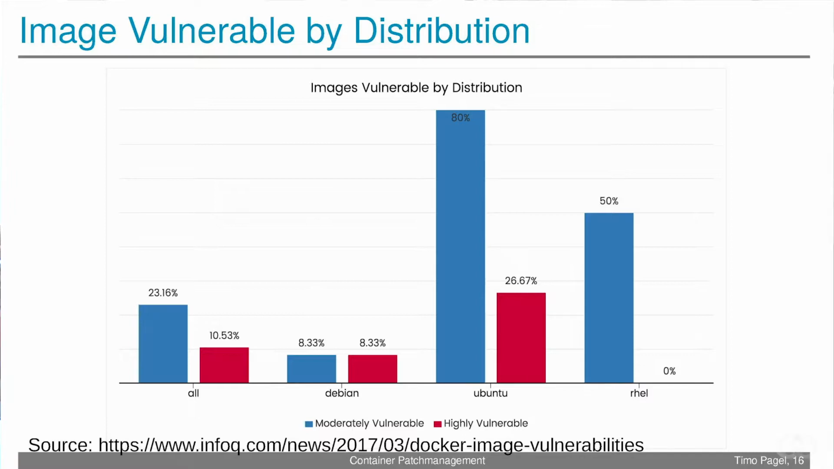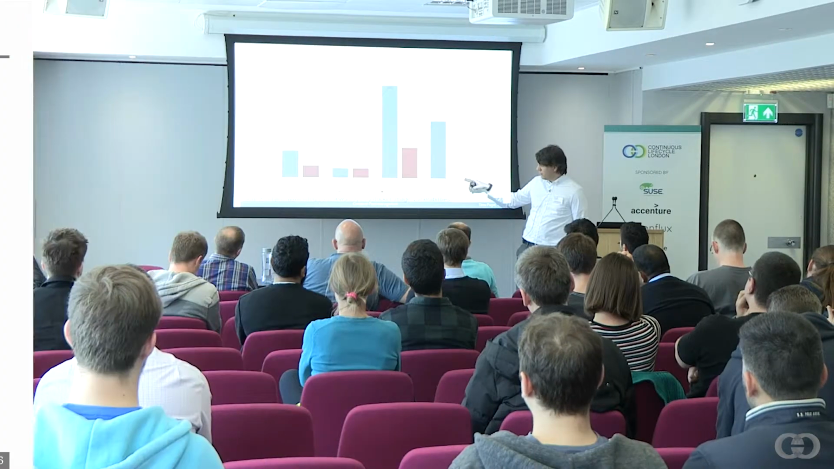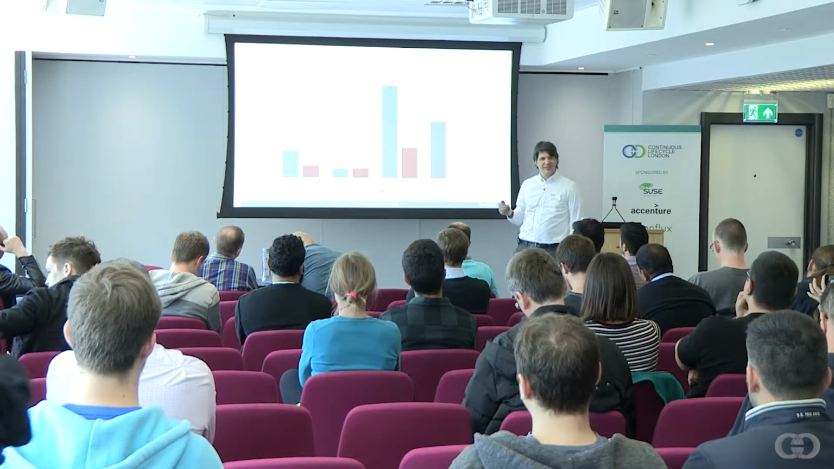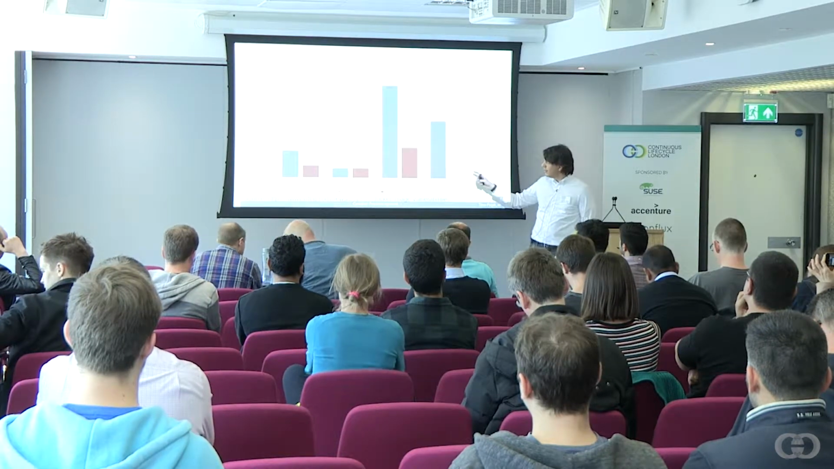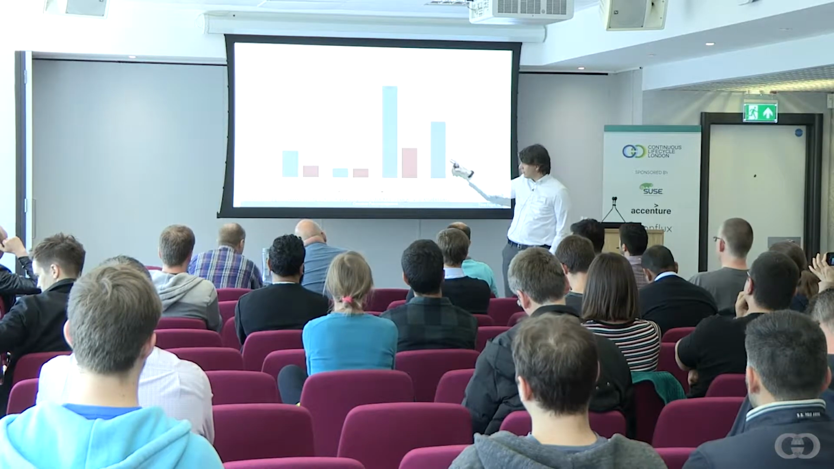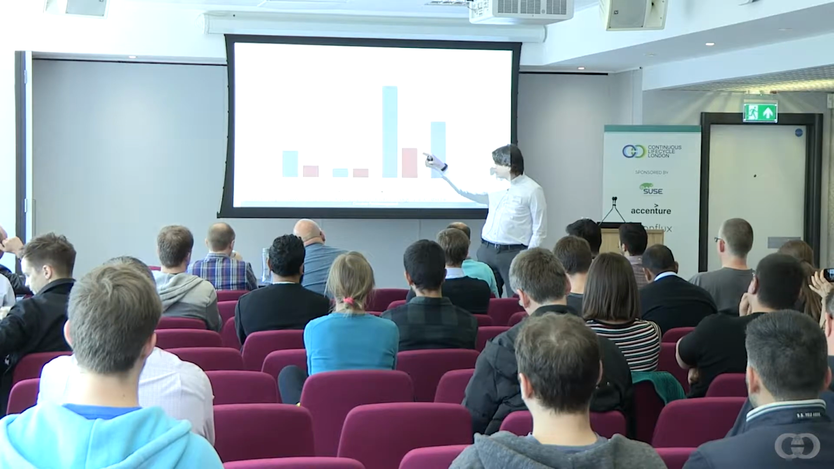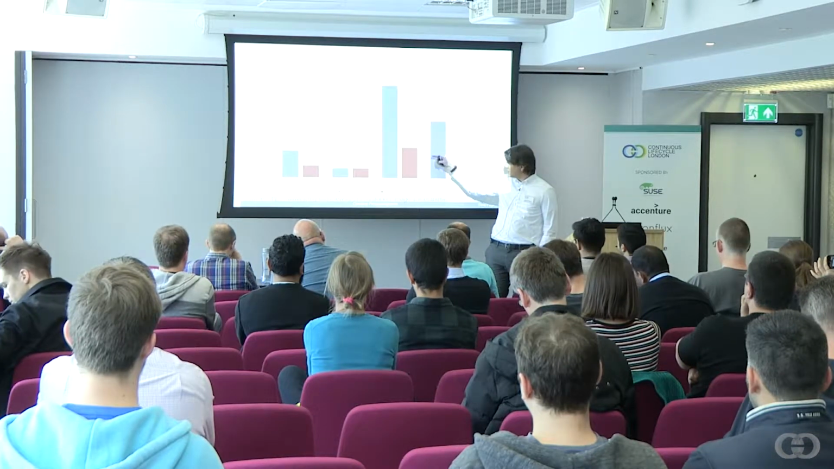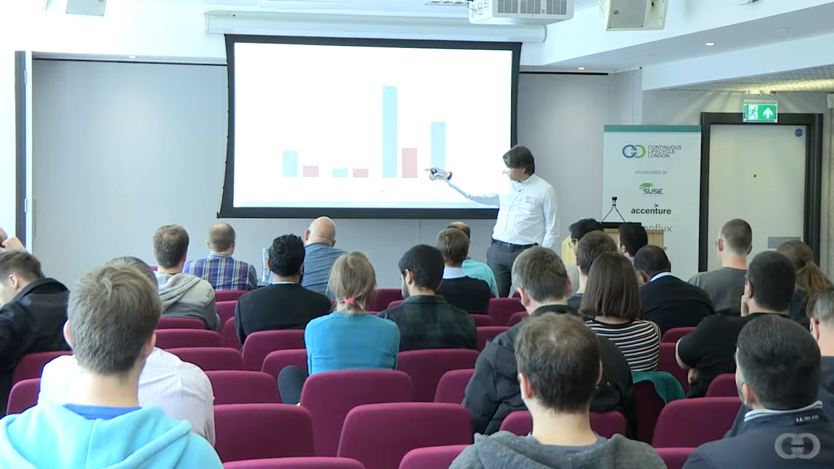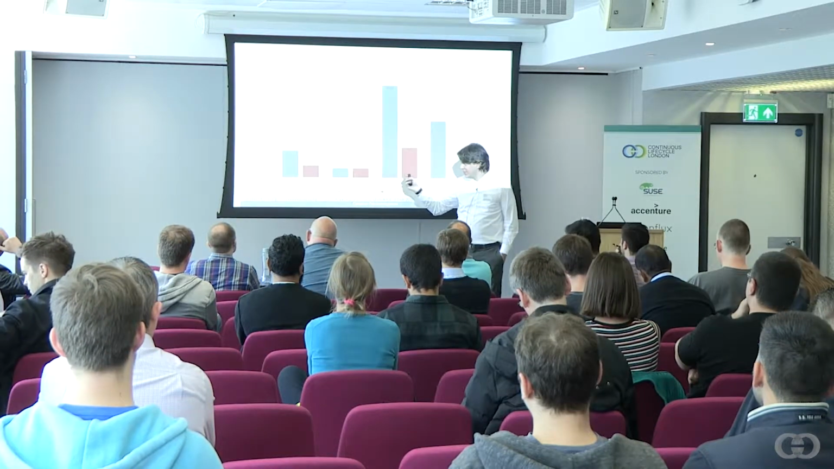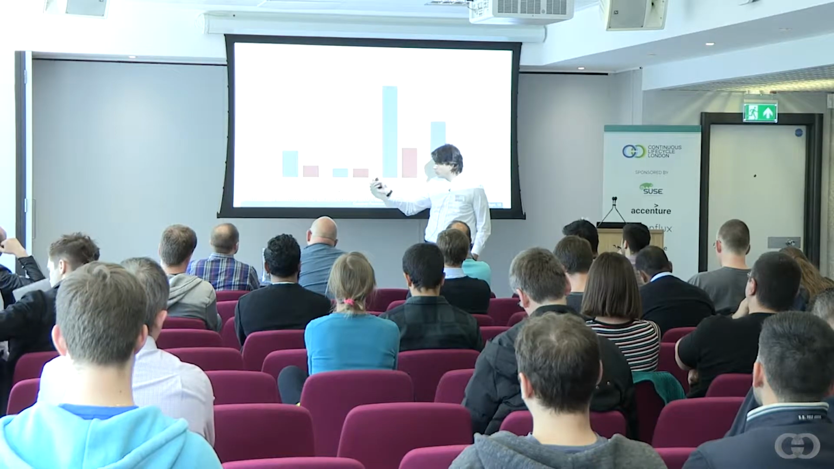We have Red Hat here with 0% highly vulnerable packages. This is interesting, I would say. And 50% have moderate vulnerabilities. Ubuntu has 26.6% highly vulnerable packages, and 80% moderately vulnerable packages. And Debian has only 8.3% in both categories.